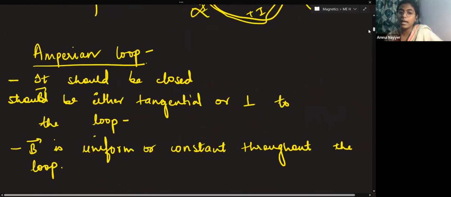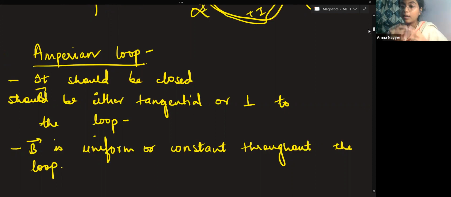Amperian loop is what kind of loop? It should be closed. This is the first condition. Even if it is an open loop, you will make it closed, or you will not apply Ampere's circuital law. By other means, you cannot answer the question if your Amperian loop is not closed. Choosing the Amperian loop is in your hand, so just choose the Amperian loop directly. It should be closed.